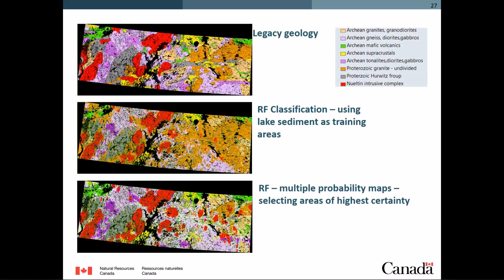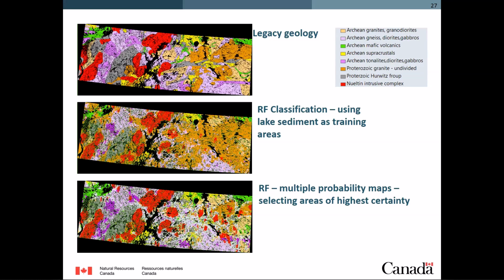This is the legacy geology that you can compare to the RF classification using lake sediments and training area. The interesting part is we've got some same signatures as New Elton granites out through here in the tonalites and gneisses. It'd be really interesting to go out in the field and check, are they New Elton granites? So that's something that we produce using the machine learning.